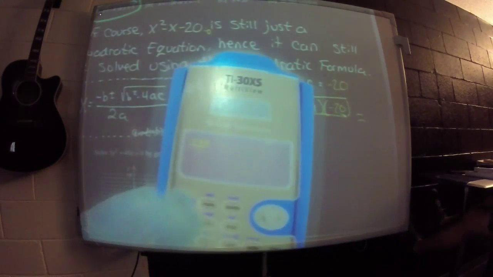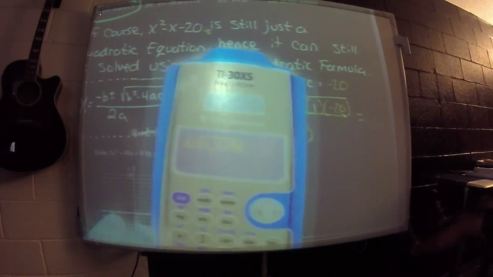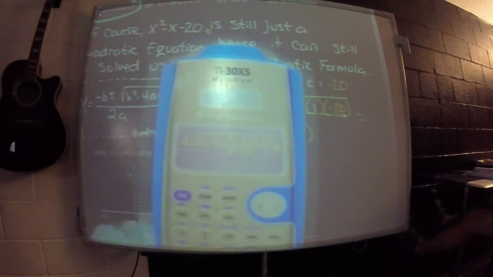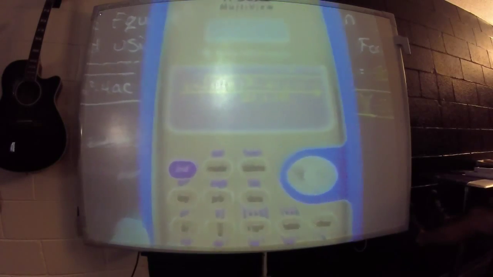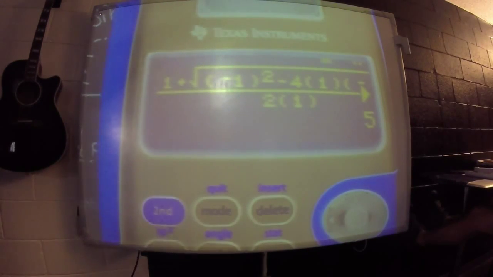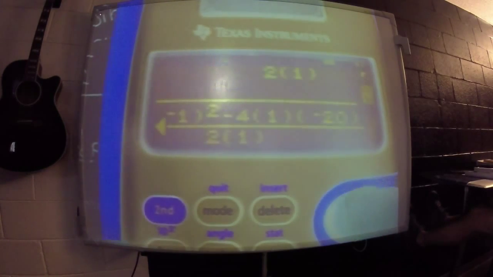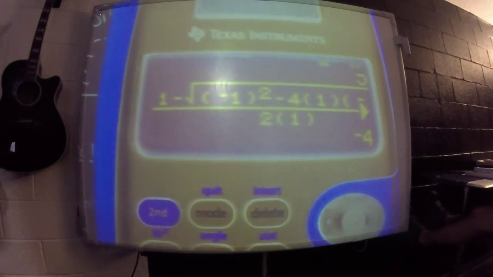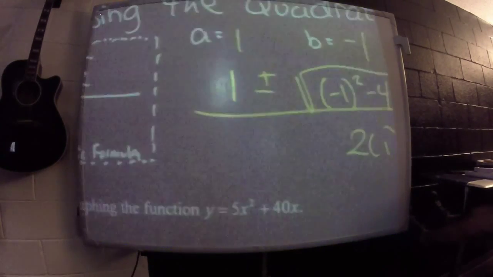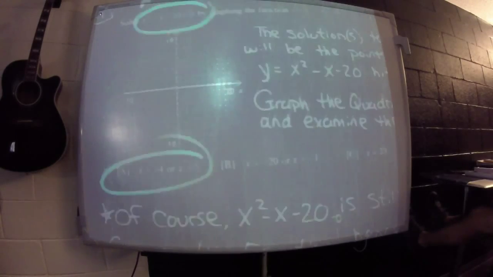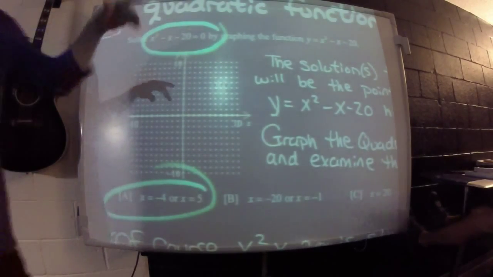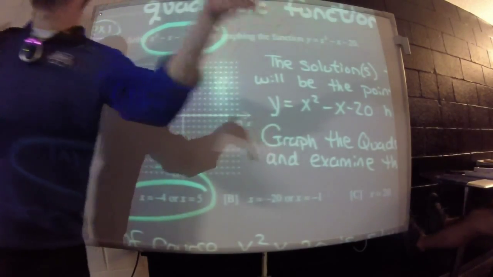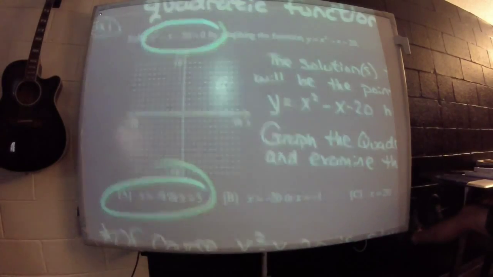So 1 plus square root. There's where the 5 is, and if I come back up here, do it again, change that first plus sign to a minus or subtract, there's my negative 4. So using the quadratic formula to solve it, I found out that it was 5 and negative 4. Graphing it, I found out that the U shape hit the x-axis at negative 4 and 5. So it's two different ways to get the same answer.